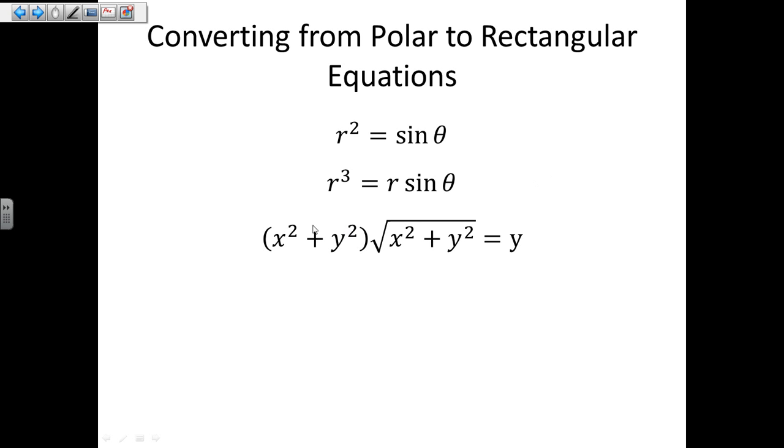So what I get is x squared plus y squared, that's the r squared over here on the left side, and the square root of x squared plus y squared is my r. Now on the right side, nice and easy, r sine theta is y. So all I'm going to do is combine these two by adding the powers. I have a power of 1 right here, and this square root is a 1/2 power. So I add the two powers, I have the quantity x squared plus y squared to the 3/2 power equals y.